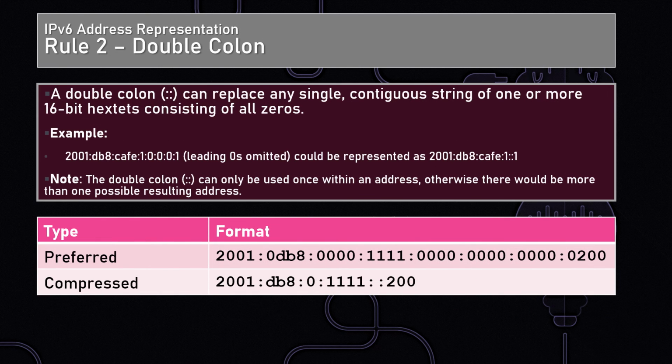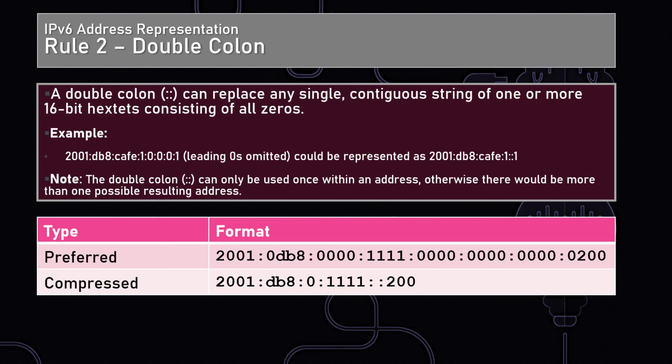Rule number 2 is the implementation of what we call the double colon. What the double colon does is allow us to replace any single contiguous string of one or more hextets consisting of all zeros. So the example we saw before that had hextets 5, 6, and 7 all represented by zeros can be very easily substituted using the double colon. We can also incorporate this in addition to the leading zero reduction.